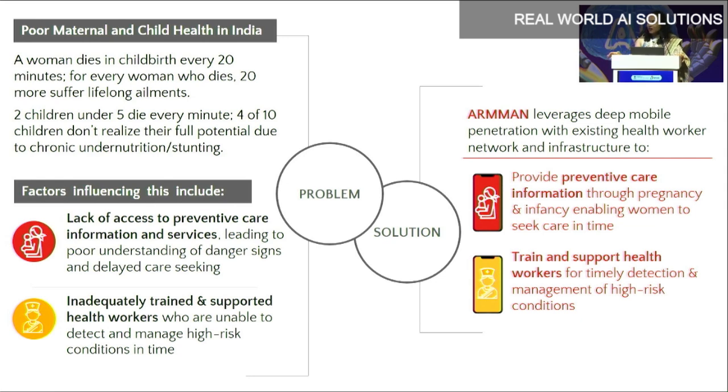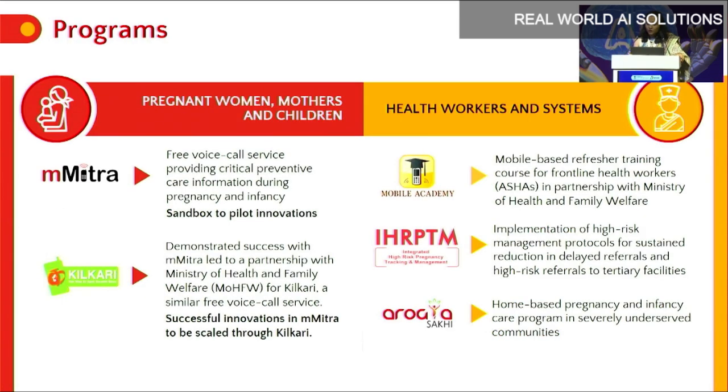Our programs have reached over 50 million women to date and over 500,000 health workers. 2 of our largest programs are programs that we run in partnership with the Ministry of Health and Family Welfare. These are Kilkari and Mobile Academy. We also have a high-risk pregnancy management program that's live statewide in Telangana and Andhra Pradesh, and very recently has also been rolled out to 2 districts in Uttar Pradesh.